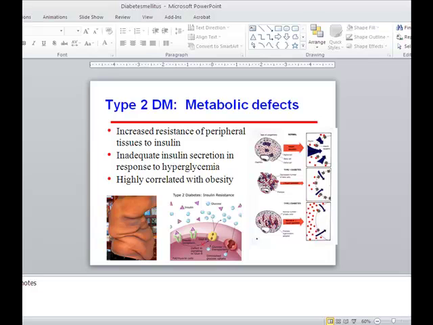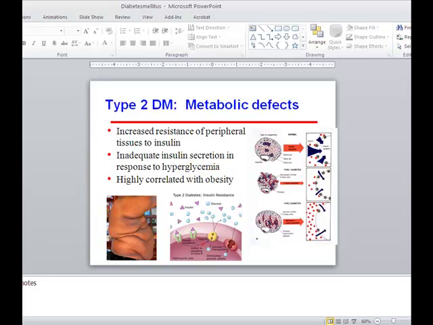Okay, so the main finding here in type 2 diabetes is increased resistance of the peripheral tissue to insulin, and there is inadequate insulin secretion. Insulin insensitivity is correlated with obesity, and now we're starting to learn what the exact connection is between obesity and the insensitivity.